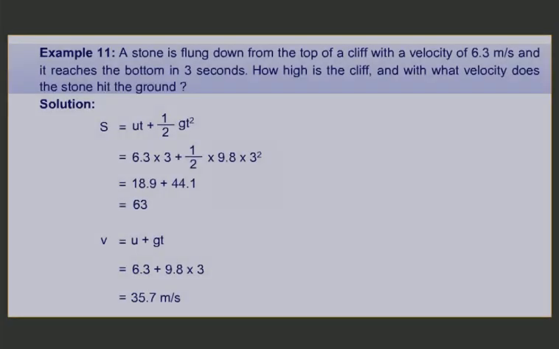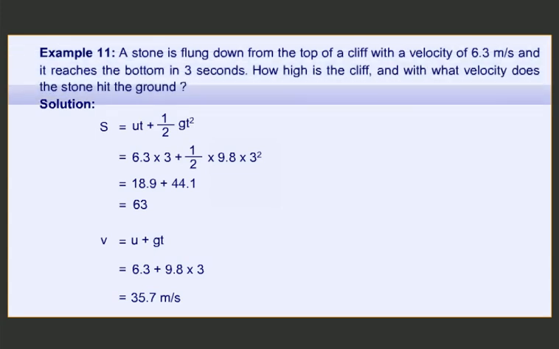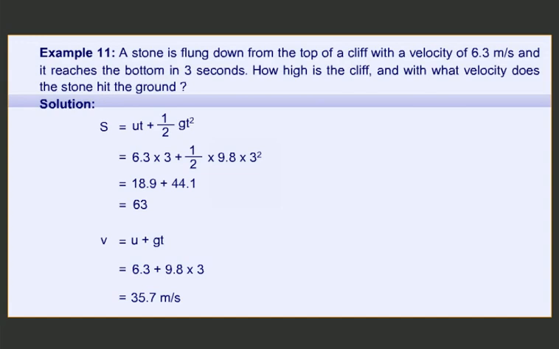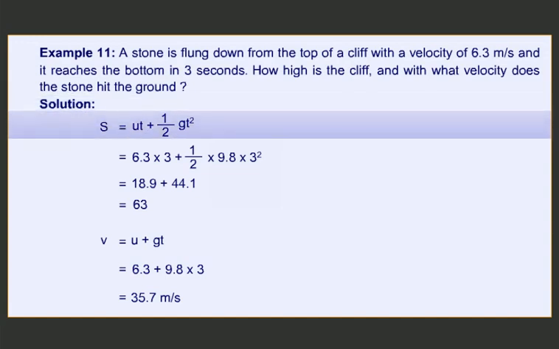Now the next example says, a stone is flung down from the top of a cliff with a velocity of 6.3 meter per second, and it reaches the bottom in 3 seconds. How high is the cliff, and with what velocity does the stone hit the ground? Students, look at the solution. We have the formula S is equal to ut plus half gt square. Now, the value of u is 6.3, the time is 3 seconds, g is 9.8 meter per second square. Now, let us calculate the value of s using this relation.